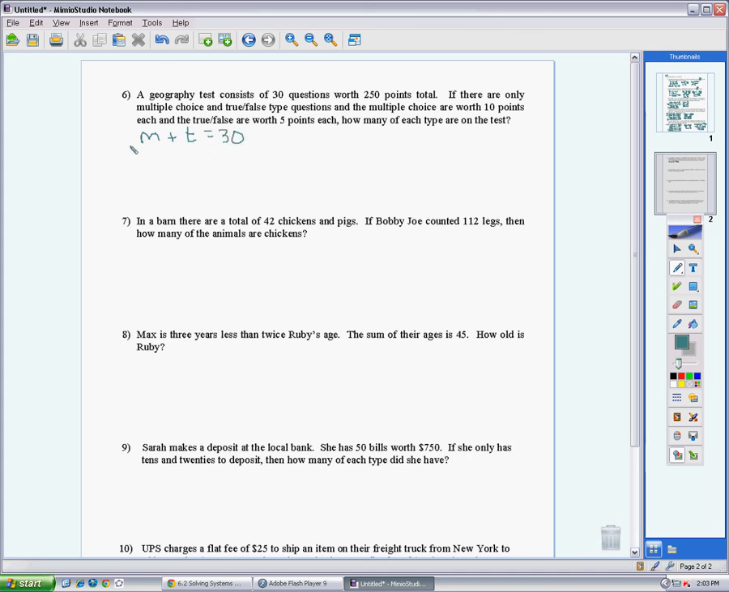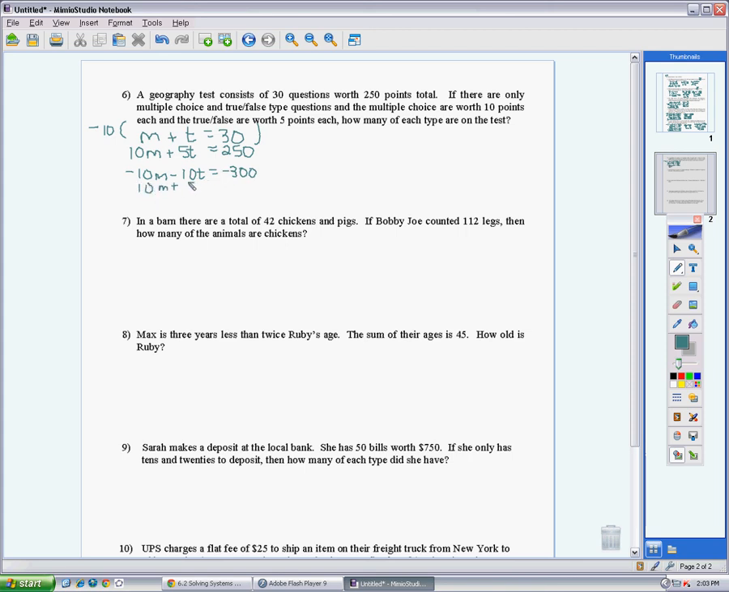Each multiple choice was worth 10 points, and each true and false was worth 5 points, and the points altogether added up to 250. They want to know how many of each type, so we have to find both the M and the T. These are both in standard form, so I'm going to go with the elimination method, and I'm going to cancel out my M's by multiplying the top equation by -10. So I get -10M minus 10T equals -300.